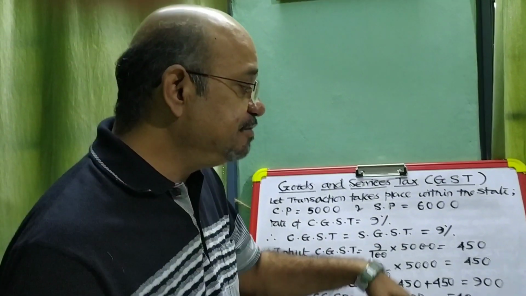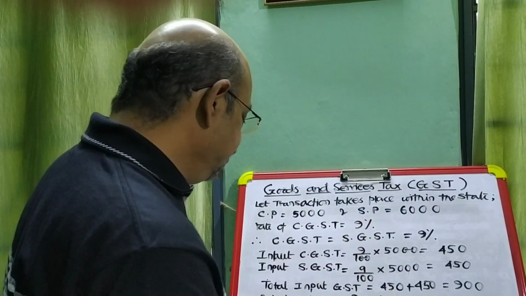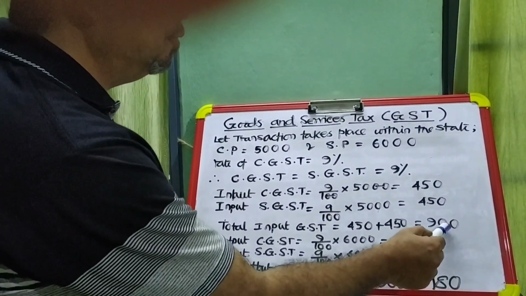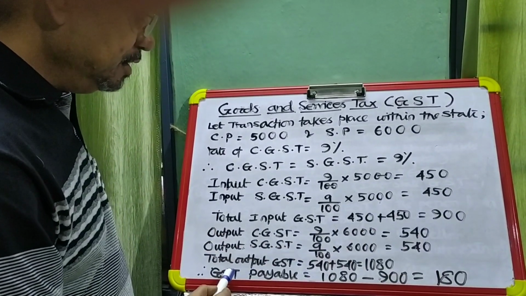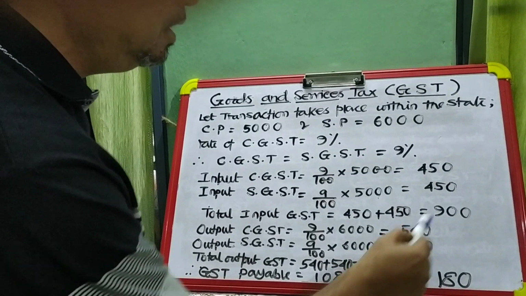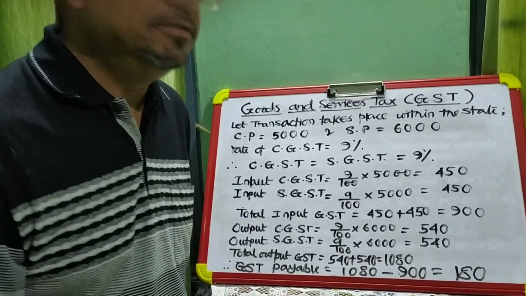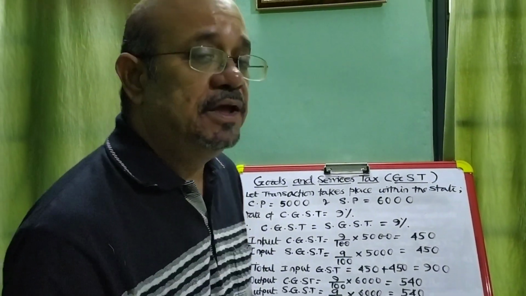Now the difference of these two will go to the government, and since you can see the output GST is more than the input GST, the GST payable to the government is 1080 minus 900, which is equal to 180 rupees. The government gets this much amount.